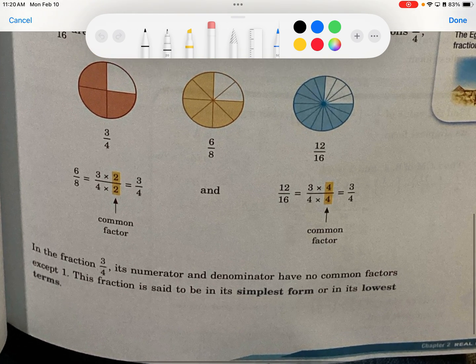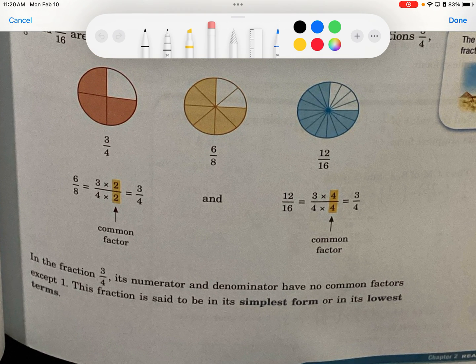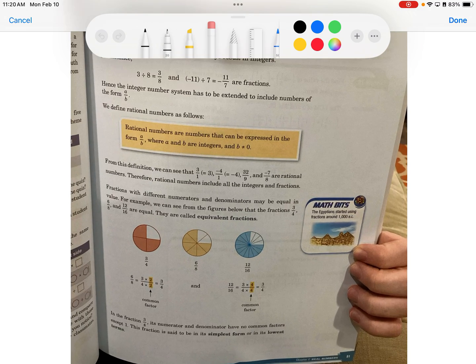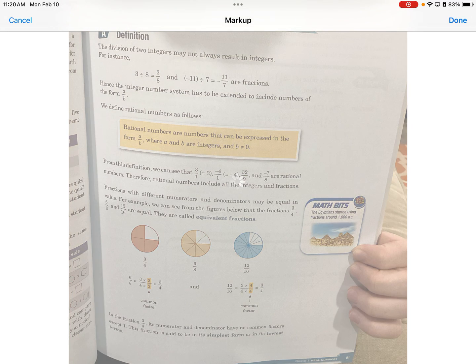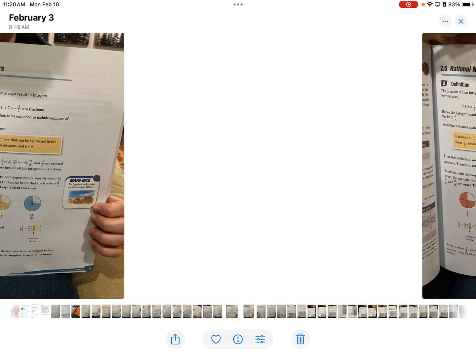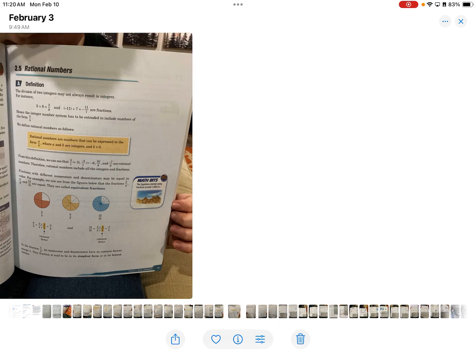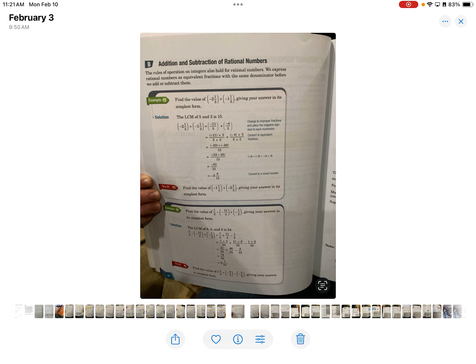In the fraction 3/4, its numerator and denominator have no common factors except one. This fraction is said to be in its simplest form or in its lowest terms. But you can see how 6/8 and 12/16 are not in their lowest terms or simplest form.